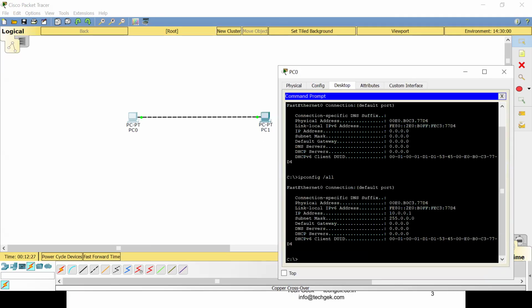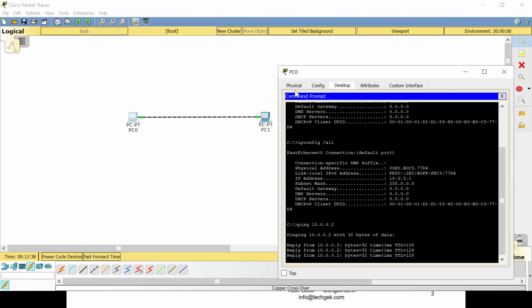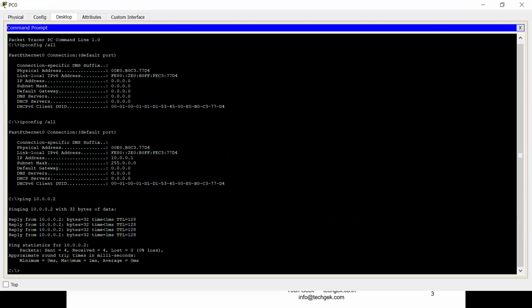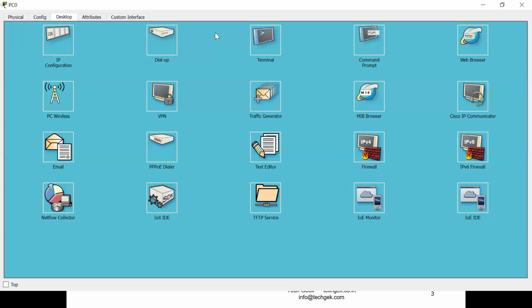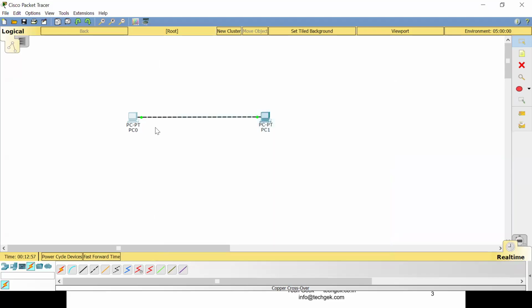If I ping 10.0.0.2, I can see the acknowledgement. As we can see, I'm getting the reply here. Are you able to see that? I have sent four packets and received all four packets, so zero loss. I can communicate with this computer, as we can see here. So the communication happens. We know that very well. This is how the communications are.